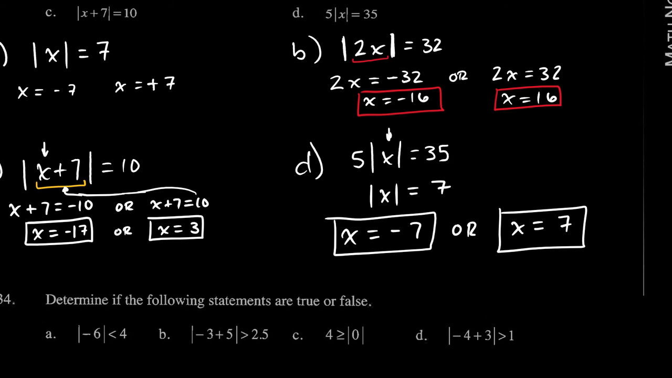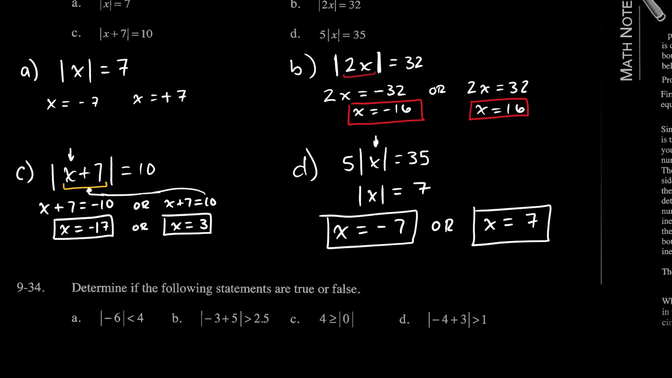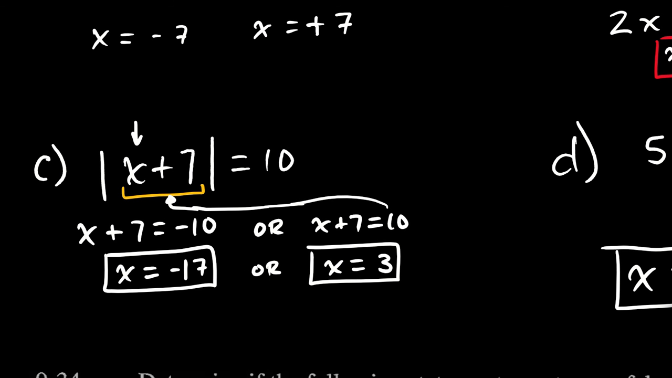And you can see, on A, B, and D, it was positive and negative 7 for two of them, and positive and negative 16 for the other one. But please notice what's happening in C, because that's a more typical problem. When you break it up into two different things using looking inside, you get two different equations. And it's not just that you've got a value and the opposite of that value. Here we've got negative 17 and positive 3.